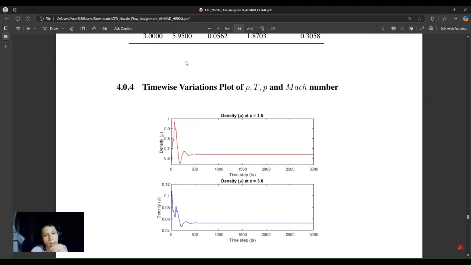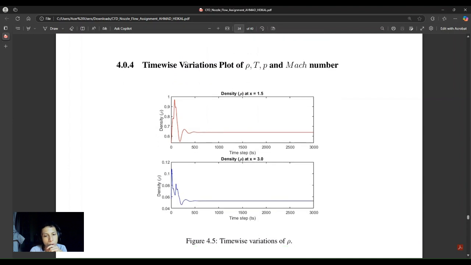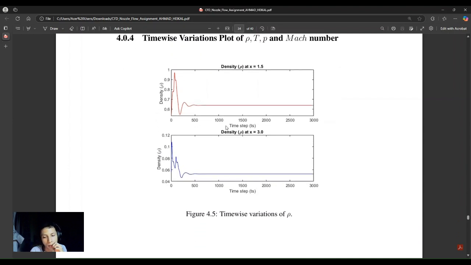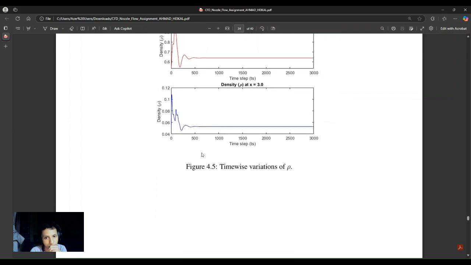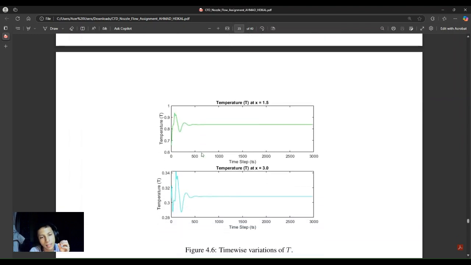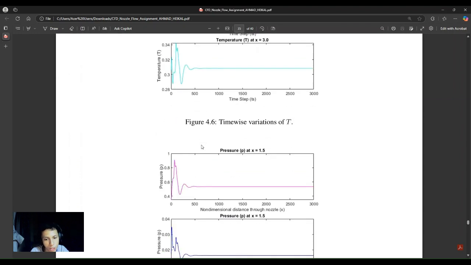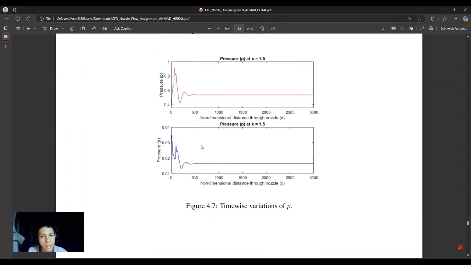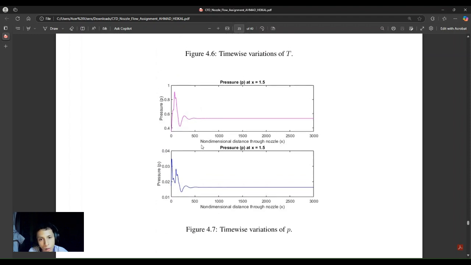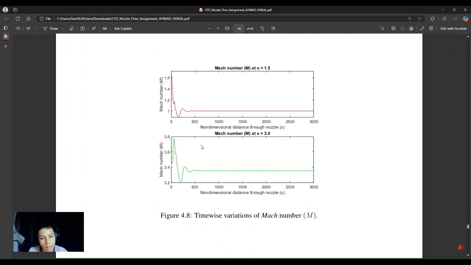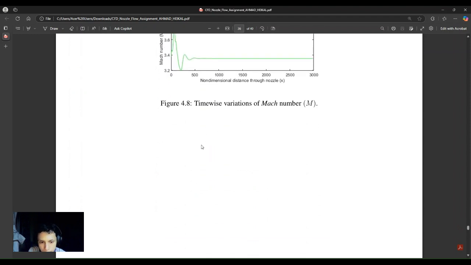So this is the timewise variations plot of the flow-field variables, specifically on density, temperature, pressure, and Mach number. So this is the comparison of the density at the nozzle throat and the nozzle end. And this is the timewise variations comparison for temperature, and this one is the timewise variations comparison for the pressure, and the timewise variations comparison for the Mach number.